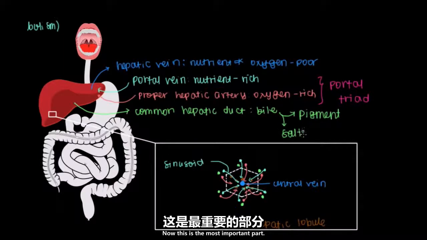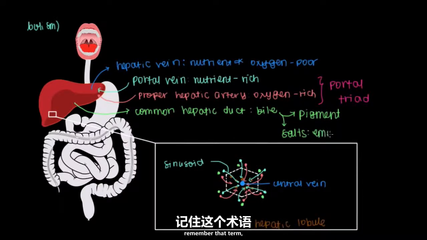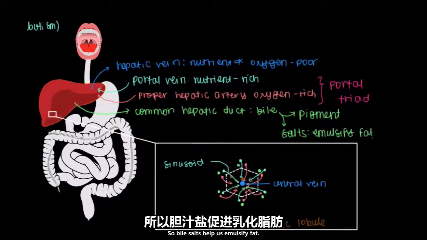Now, this is the most important part. This is what actually helps us emulsify. Remember that term, emulsify, which just means to organize, to eventually absorb our fat. So bile salts help us emulsify fat. They allow us to turn fat into micelles, which can then be absorbed in the ileum.